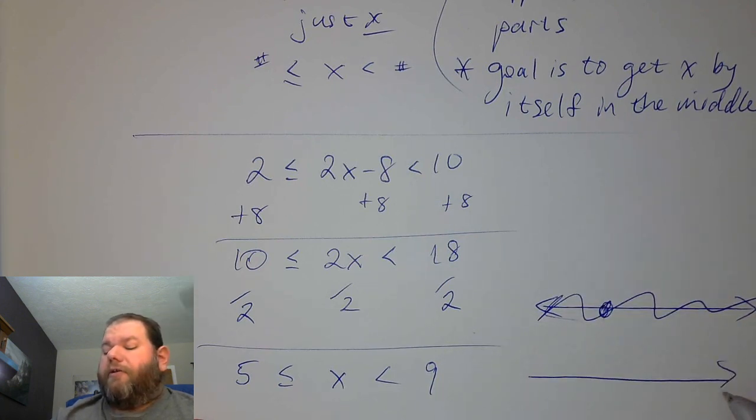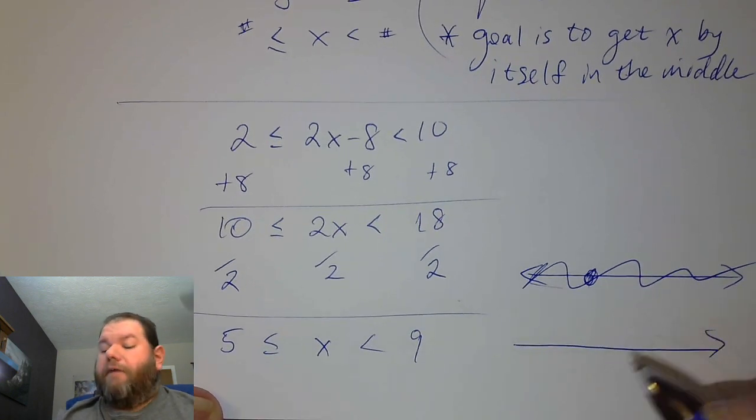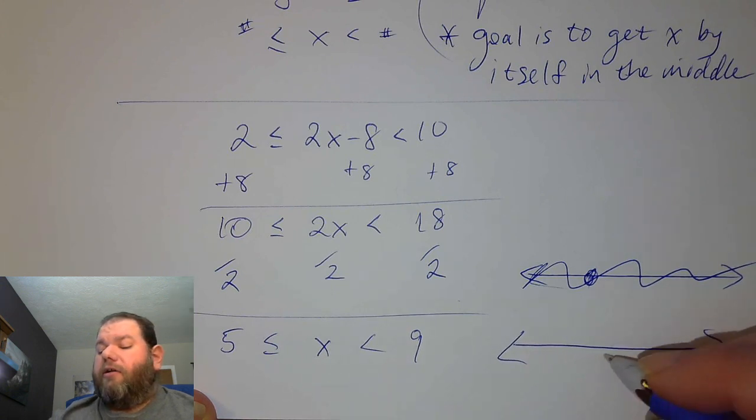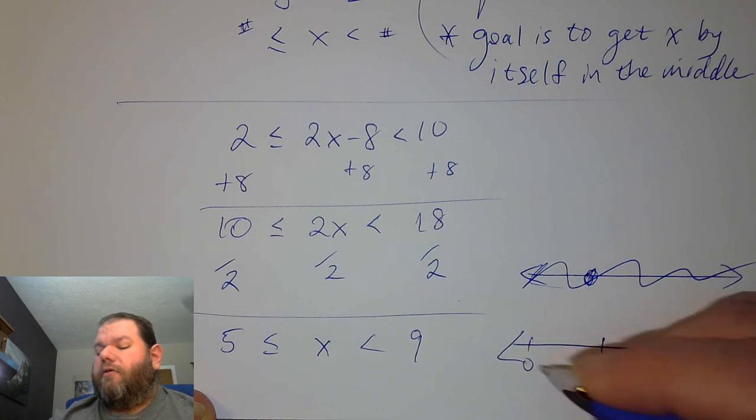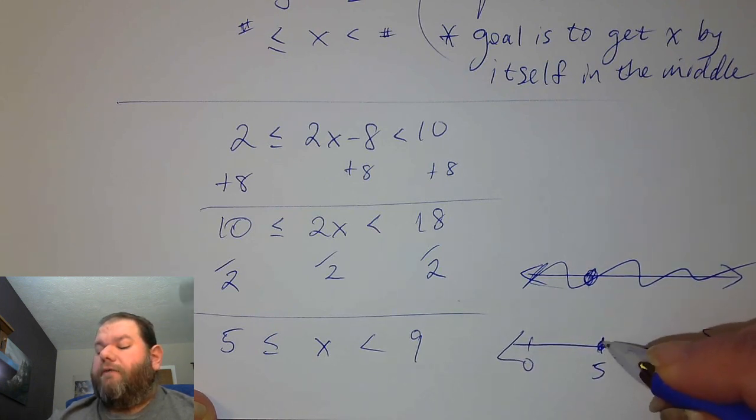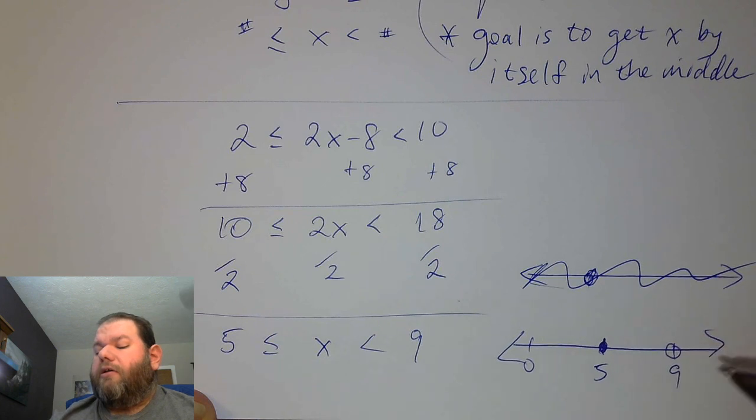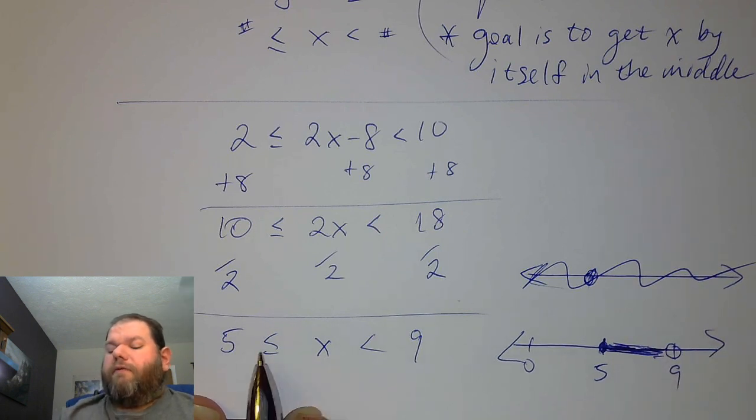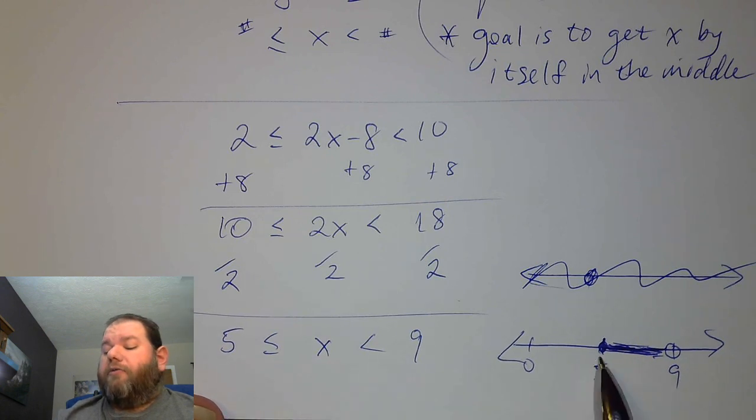Once we have our solution, 5 is less than or equal to x is less than 9, we'll go ahead and put that onto our graph. So 5 and 9, and we'll shade between them. But again, this is less than here, less than or equal to on the side with 5. So we'll put a solid dot there. This is less than 9 on the right, so I'll put an open parentheses.